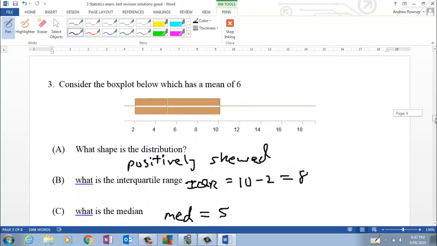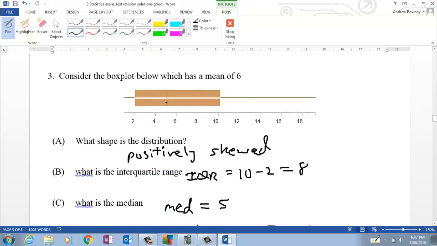Next one's box plot. The shape of the distribution is positively skewed because this line here is not in the middle of the box, it's slightly to the left, so it's a positively skewed graph. What's the interquartile range? It's the upper quartile take the lower quartile, so we get 8. The median is 5, that's this middle value here.